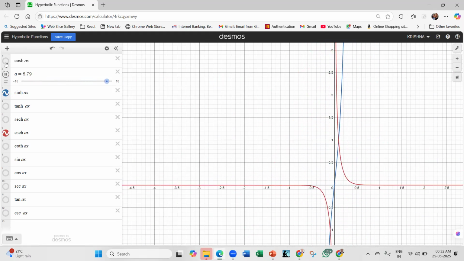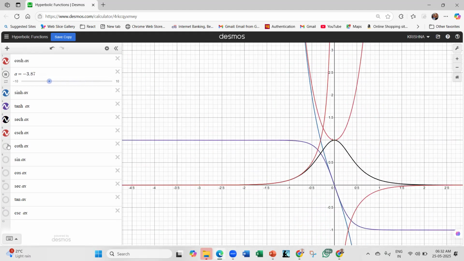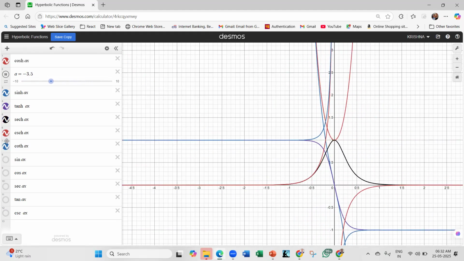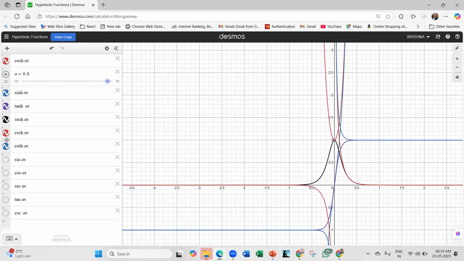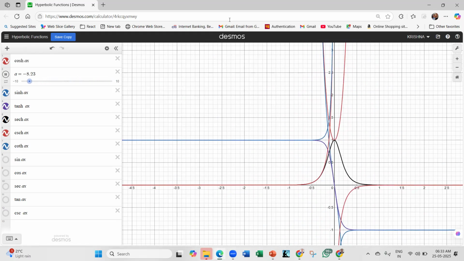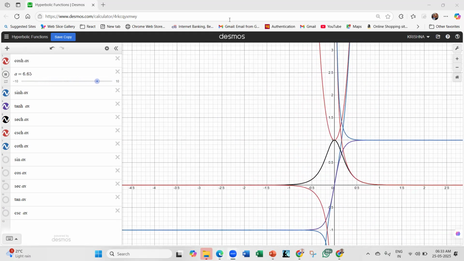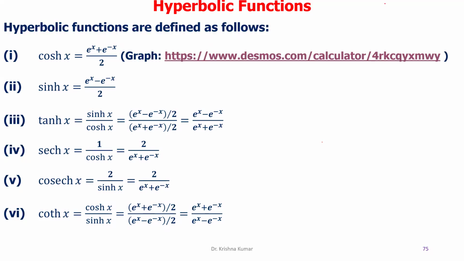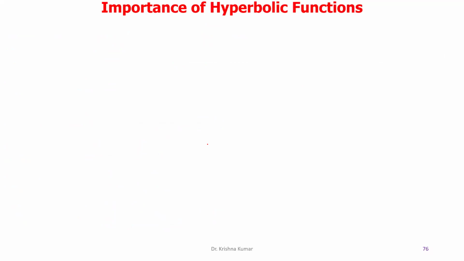Let me show all the graphs. What will happen? Look here, how we are getting the graph of all hyperbolic functions. So now we have already seen the meaning of hyperbolic functions and how they look geometrically. Now let us take the different applications and the importance of hyperbolic functions.